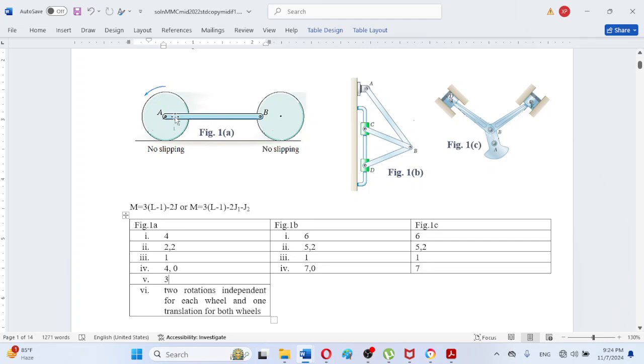In a similar manner, if we momentarily keep stationary this left wheel and this horizontal bar, we can independently revolve or rotate this right wheel about this point B, because here is a pin. So that will be the second DOF.